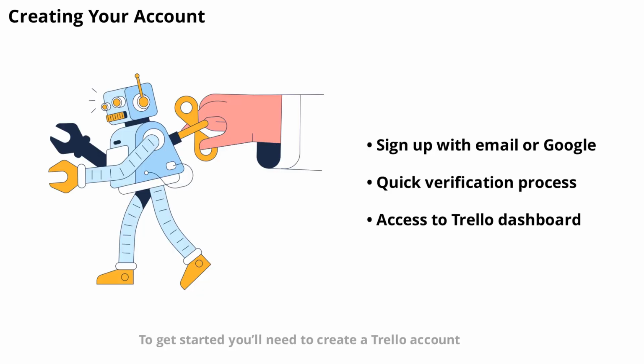To get started, you'll need to create a Trello account. Visit the Trello website and sign up using your email address or a Google account. The process is straightforward and only takes a few minutes. Once you've verified your email, you'll be able to log in and start exploring Trello's features. Setting up your account is the foundation for a smooth onboarding experience.